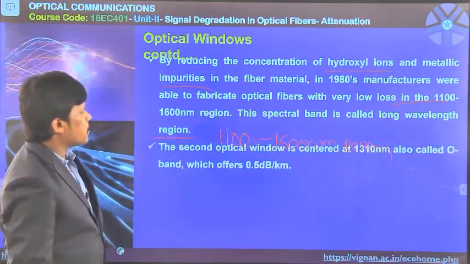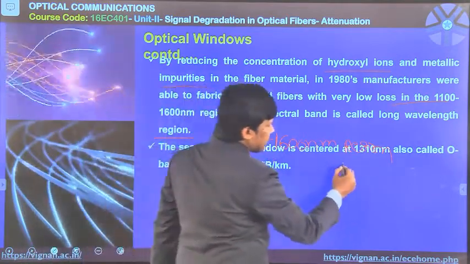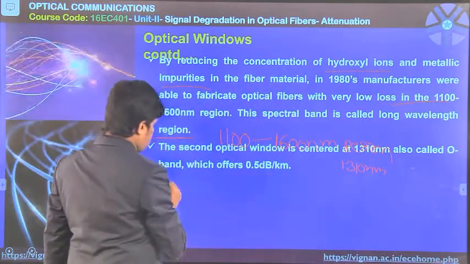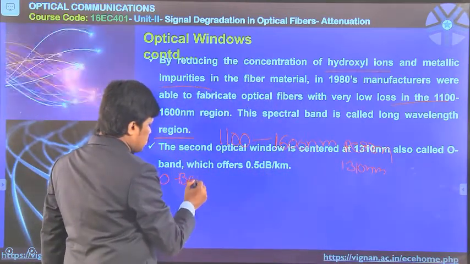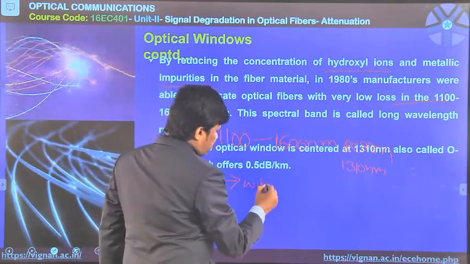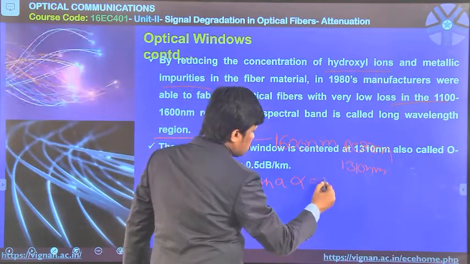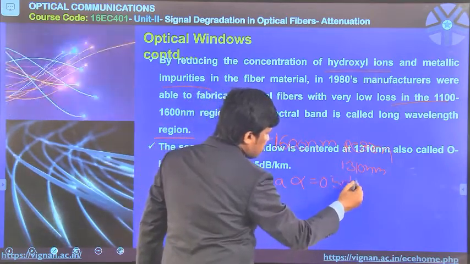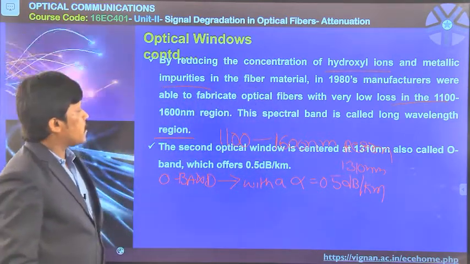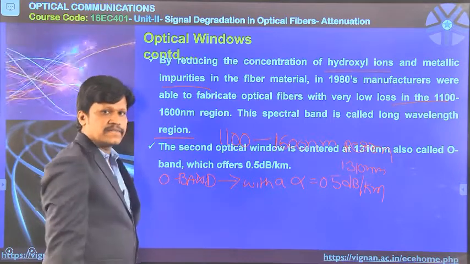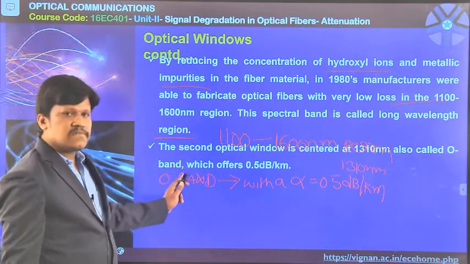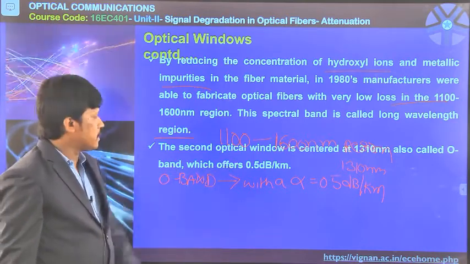So the second optical window is centered at 1310 nanometer wavelength, also called the O band, which offers an attenuation of 0.5 dB per kilometer.